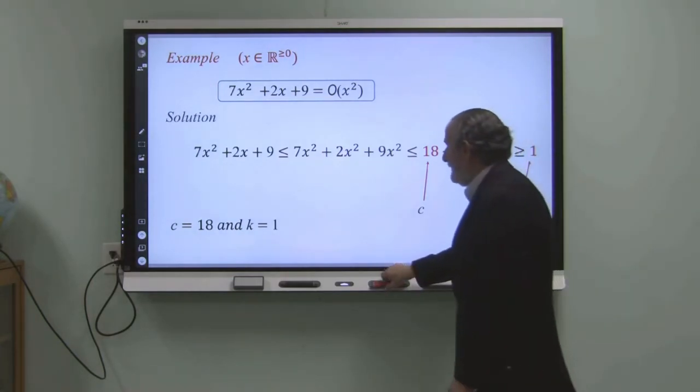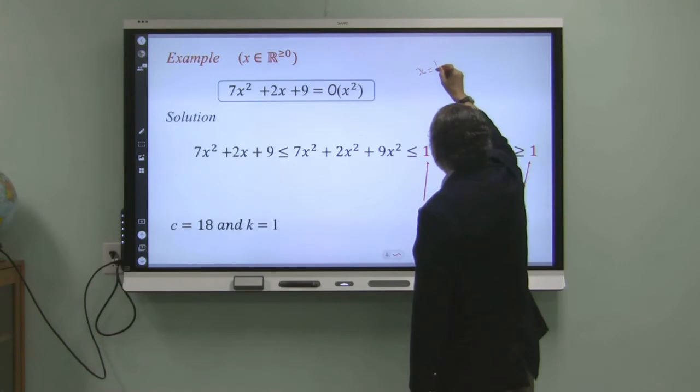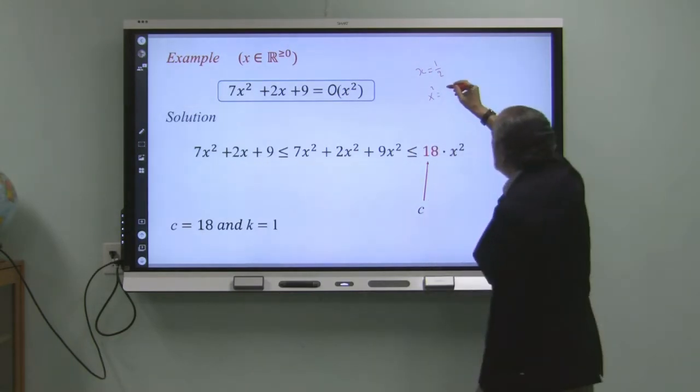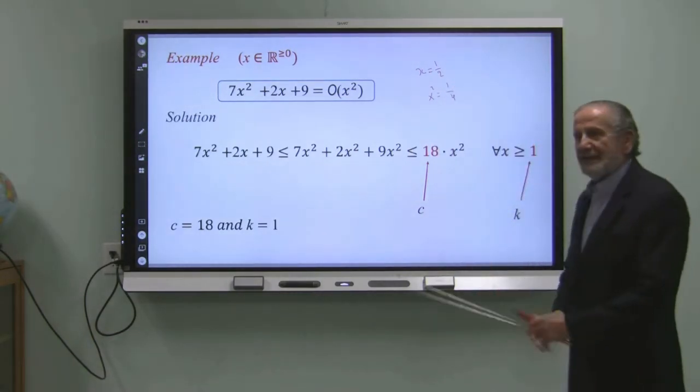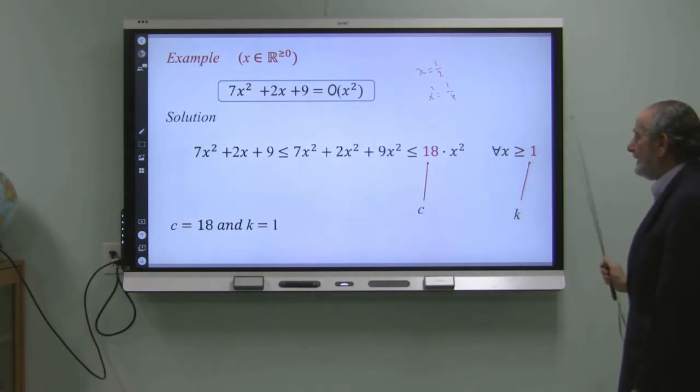Now, it's very important. If x is 1/2, x squared is 1/4. It's smaller. For x squared to be larger than x, x must be greater than or equal to 1.